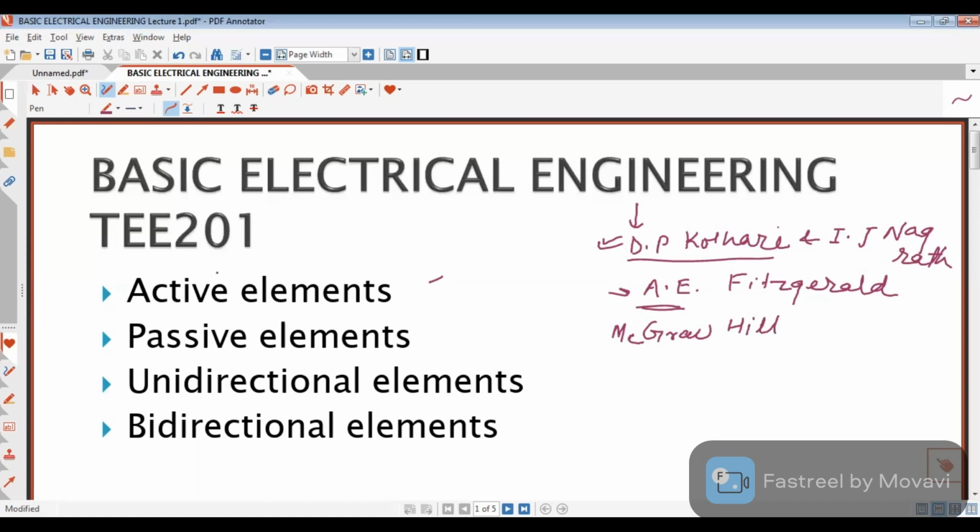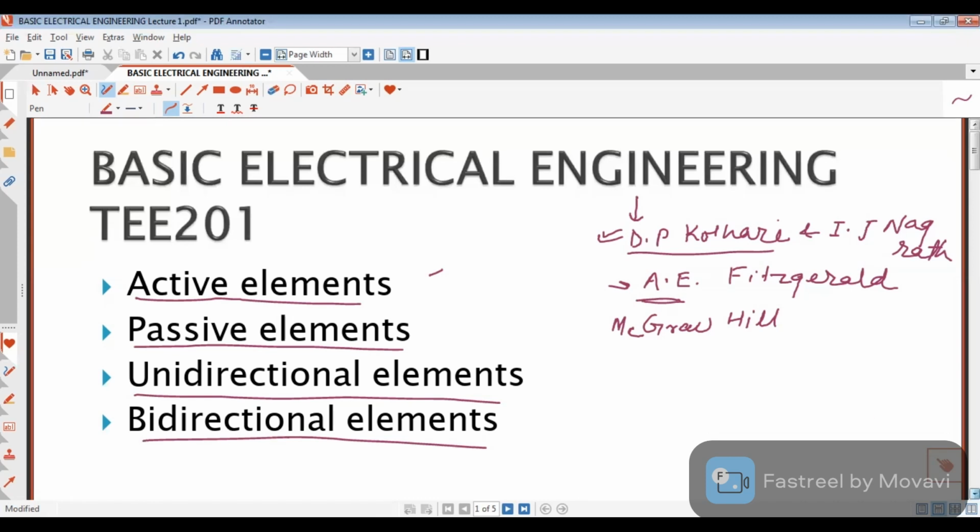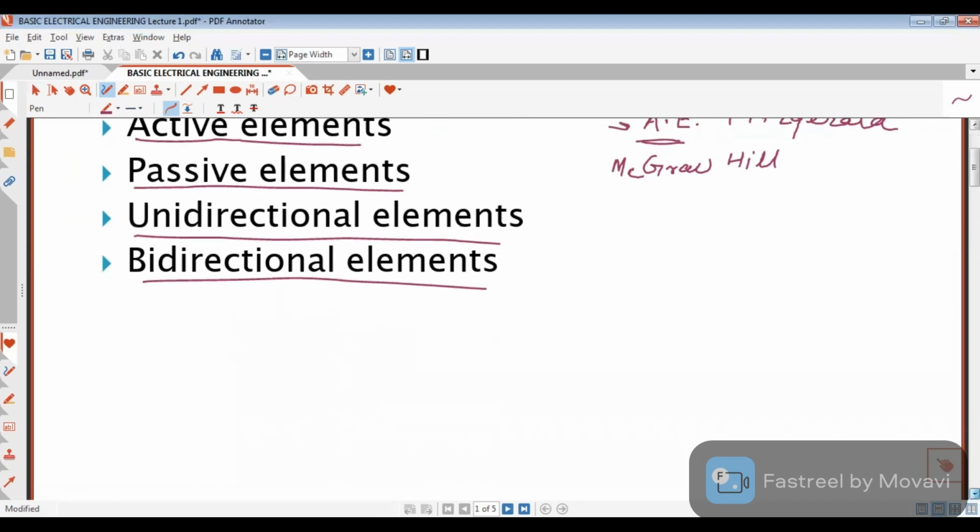In basic electrical engineering, mostly we encounter five types of elements which you have already seen in your class 12 also. These elements will be discussed in detail: what is an active element, what is a passive element, what is a unidirectional element, and what are bidirectional elements. So let us start with the topic.